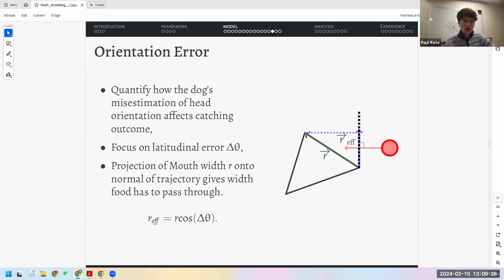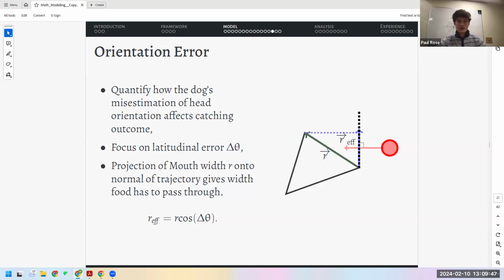Now we will quantify how the dog's misestimation of latitudinal head orientation affects the catching outcome. The projection of the mouth width r onto the normal of the trajectory gives the width the food has to pass through if it's going to be caught successfully. This width is given by r times cosine of delta theta.